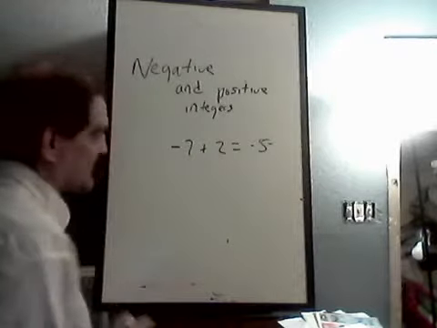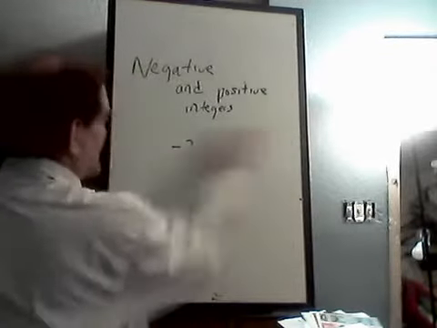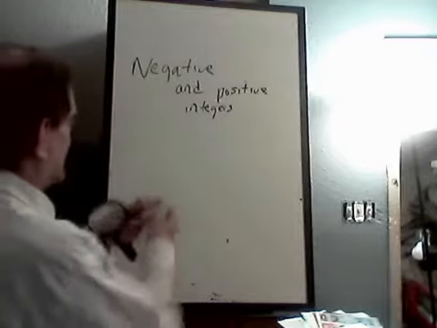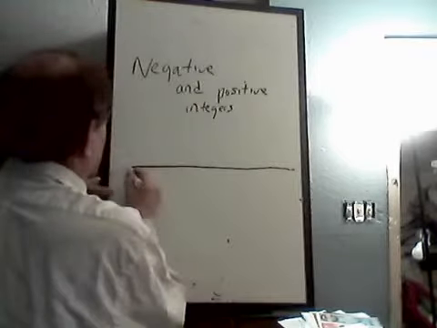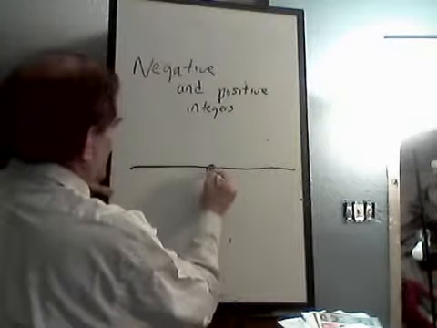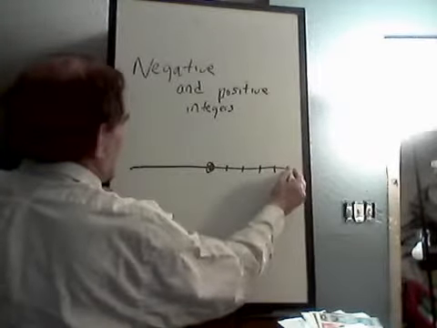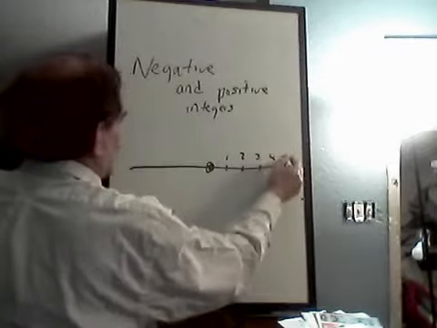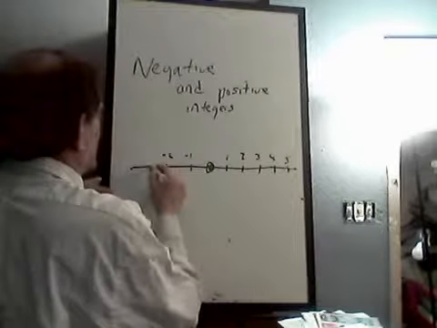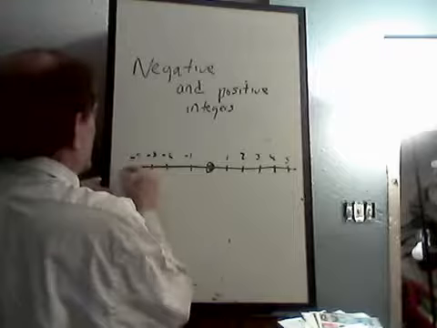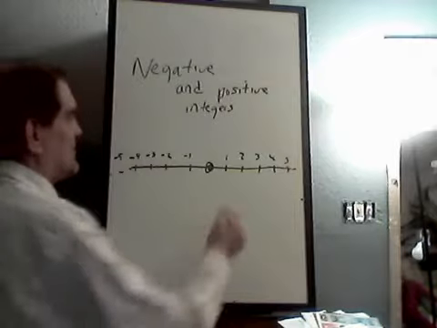Well, here's what's going on here. We'll go back to the very basic thing called the number line. You've heard of the number line before, right? You have a line that goes like this, and then you have a 0 right here. And 1, 2, 3, 4, 5. Then you have the negative 1, negative 2, negative 3, negative 4, negative 5.